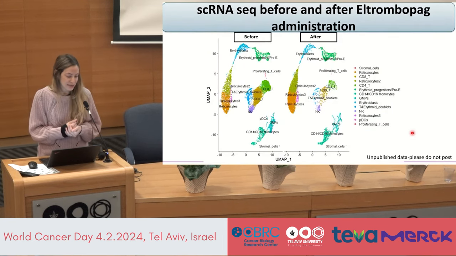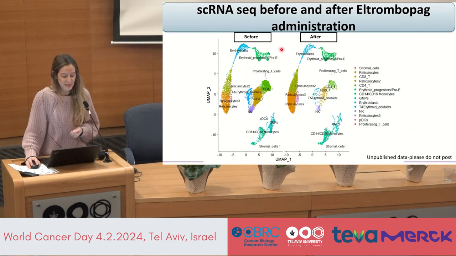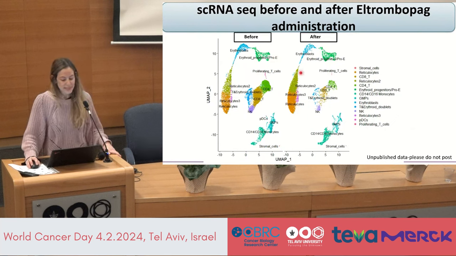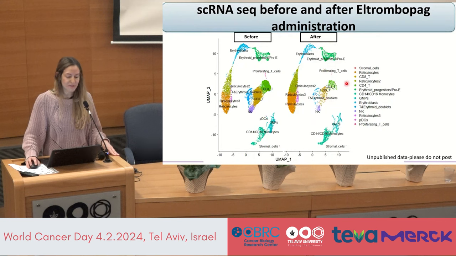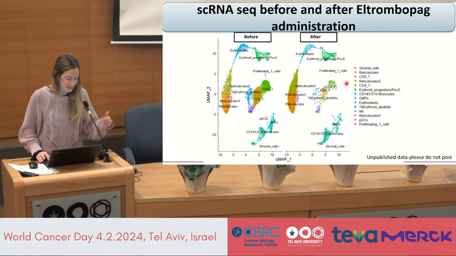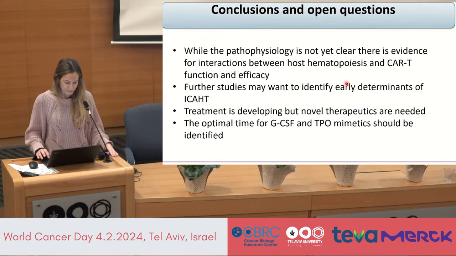Another thing is looking at the single-cell RNA-seq prior to and after administration of eltrombopag. You can see here preliminary results from one patient where we saw a rise in reticulocyte count and also a rise in the monocytes and a reduction in the CD4 T cells, CD8 T cells, and proliferating T cells, which makes a lot of sense. But this, of course, needs to be analyzed in more patients, and this is what we plan to do.